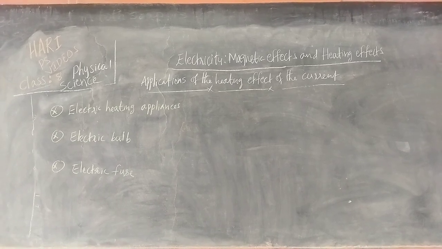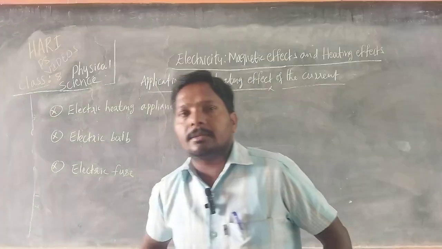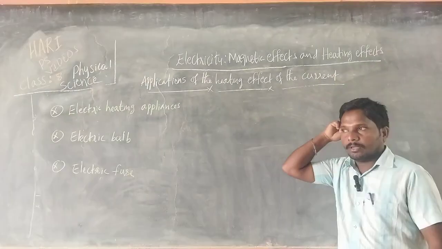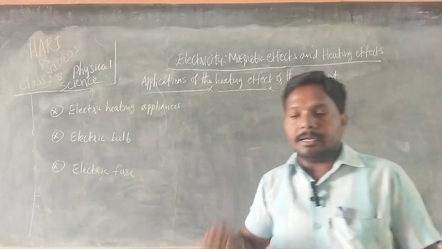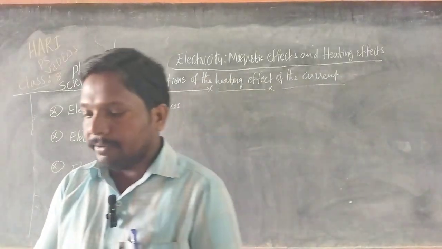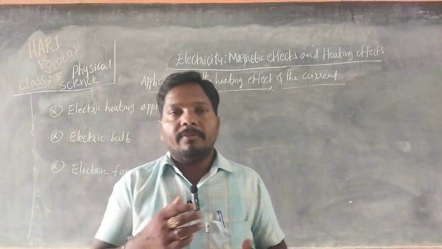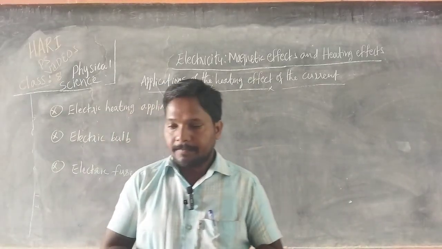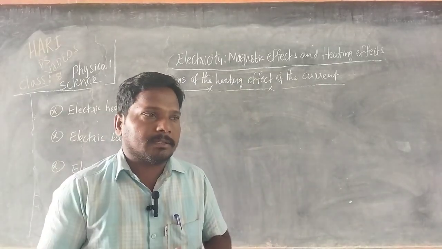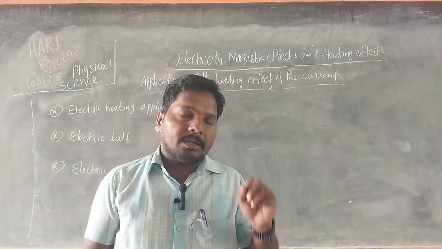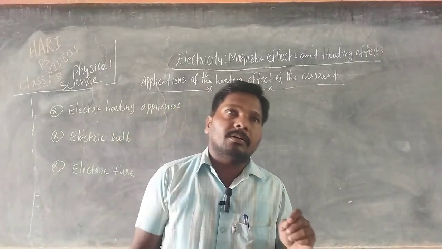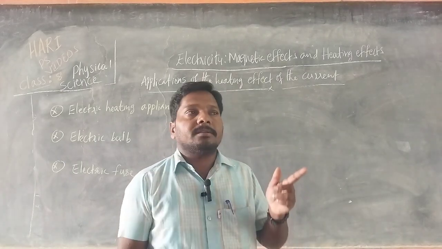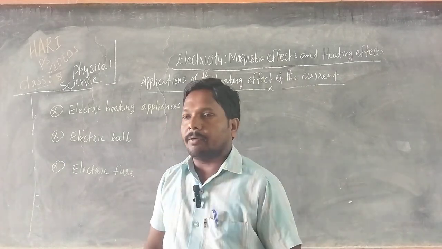Okay. In the previous class, as we discussed, heating effect of electric current. In that we discussed what is heating effect and on what factors the heating effect of electric current depends. So as we discussed, electric current produces three types of effects. They are magnetic effect, heating effect and chemical effect.